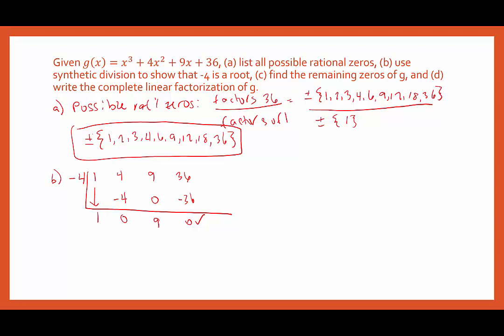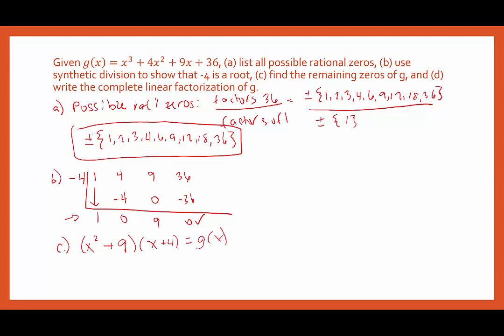Part C, find the remaining zeros of g. So we know one zero is -4 because it was given to us. The remaining zeros of g, we're going to use these as our coefficients and constants of the other factor besides x plus 4. That would be x squared, because it gets reduced by 1 degree. There's no x, and then it would be plus 9. So basically what we're looking at here, this would be x plus 4 times that equals g of x.